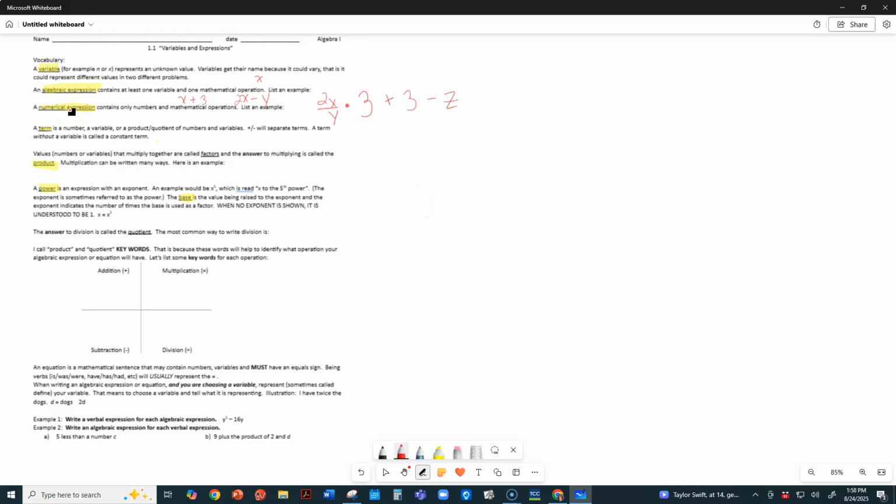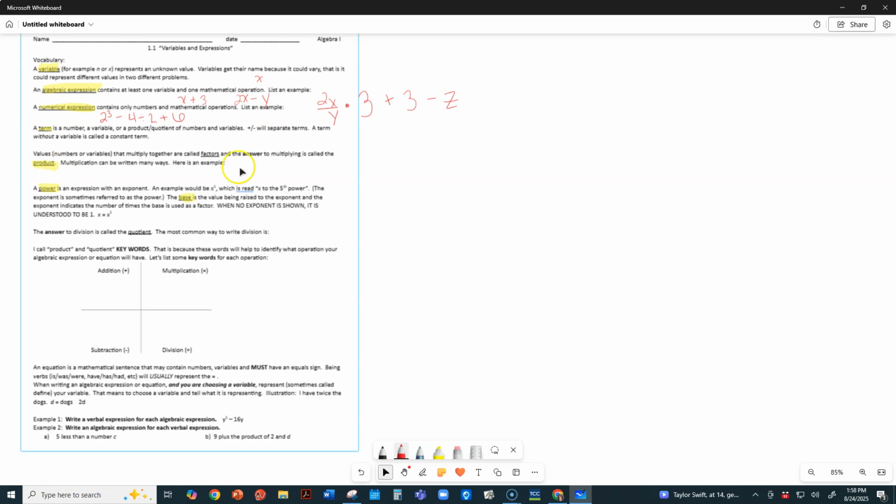A numerical expression is still separated by addition and subtraction, but it's all numbers. So it'd be something like 2 cubed minus 4 divided by 2 plus 6. That's one term, this is a second term, and this is a third term. The terms are separated by addition and subtraction. It can be evaluated.